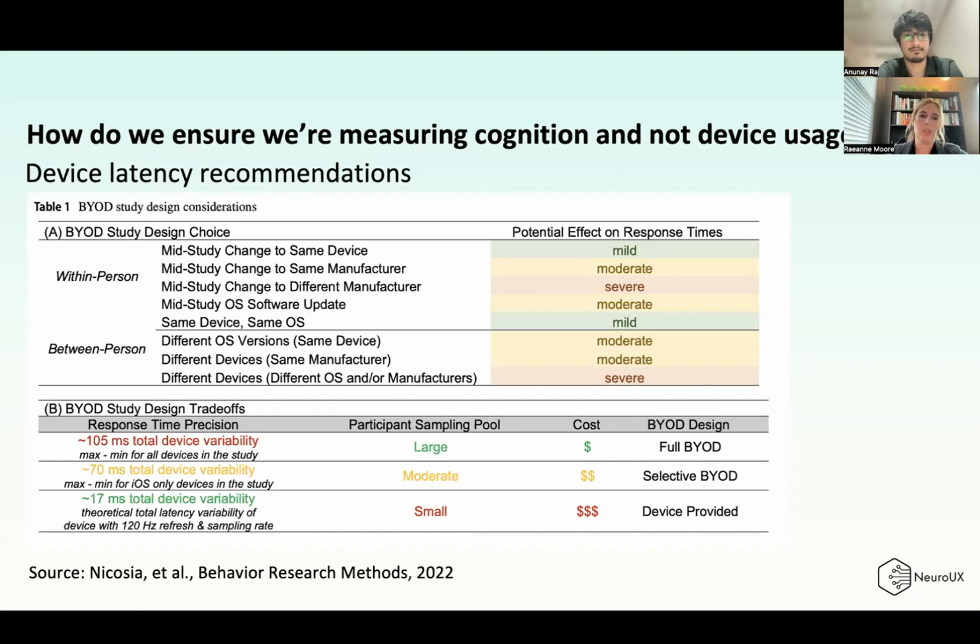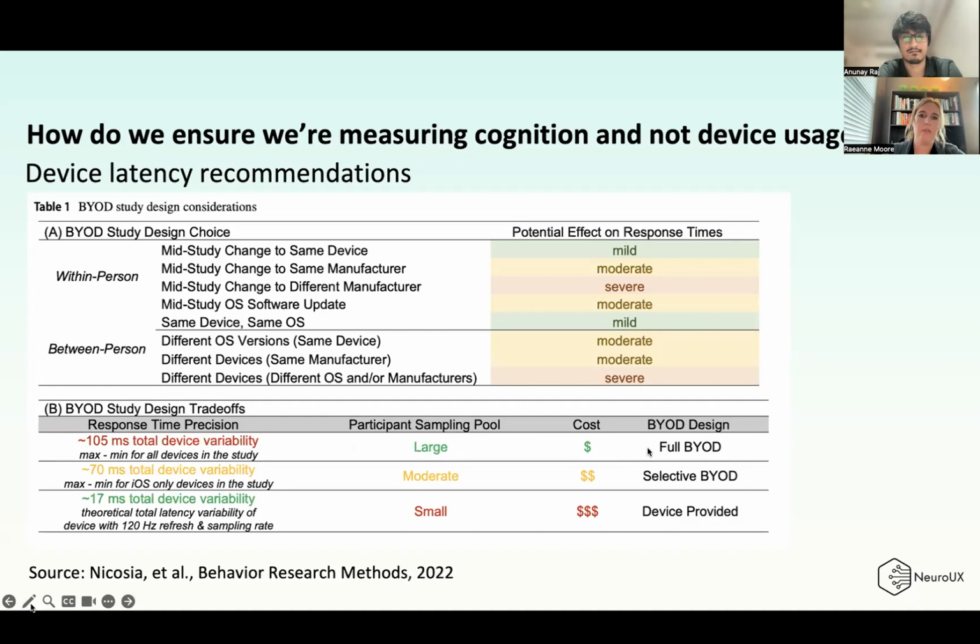So, each phone has different response times. That's obviously going to influence performance on mobile cognitive testing, especially when you're thinking about performance on reaction time and processing speed variables. And they made some nice recommendations for if you want to have participants BYOD, which is bring your own device, versus give them a study phone, in terms of sample size and cost.